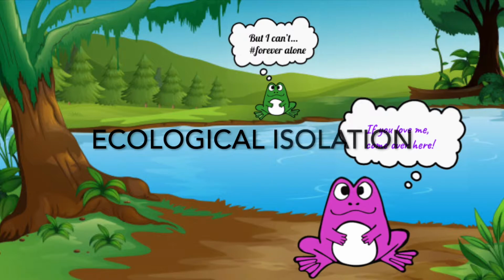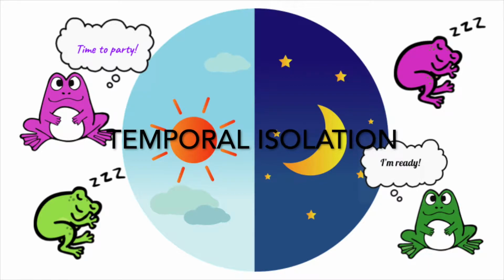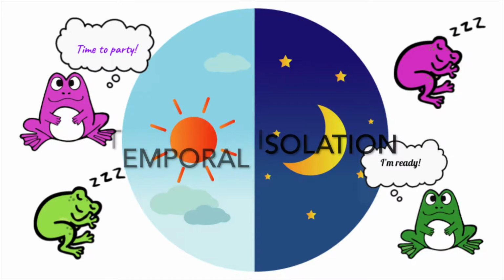An example of a prezygotic barrier is ecological isolation. And this occurs when habitat preferences lower the chances of mating because individuals are living in different habitats. So if they can't be together physically in one location, then of course they can't mate. Another example of a prezygotic barrier would be temporal isolation. And this is when individuals of different species remain active at different portions of the day or at different seasons. So if they're not in the mood at the same time, of course they can't mate also.